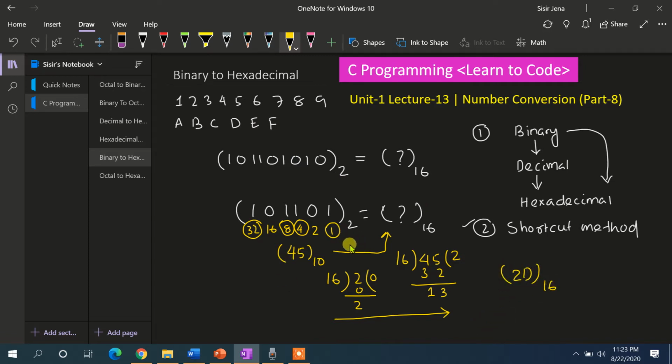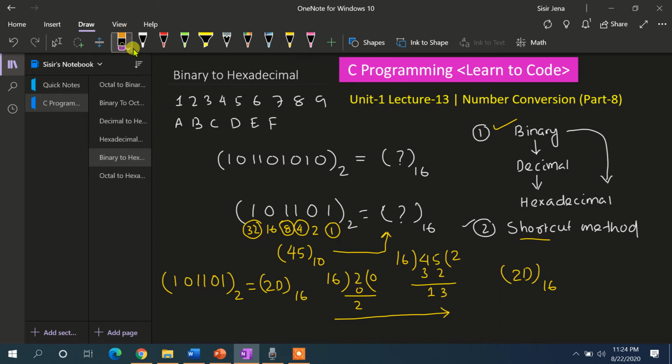Okay, so indirectly I can say 101101. This is the given number. What is the hexadecimal equivalent? This will be 2D of 16. This is the hexadecimal equivalent of this given binary number. Okay, so this is the regular process. The second process is called the shortcut method.